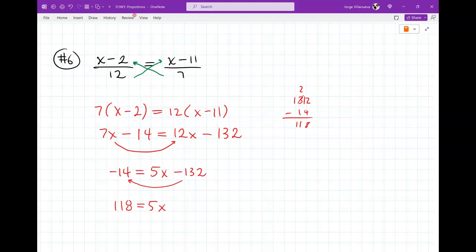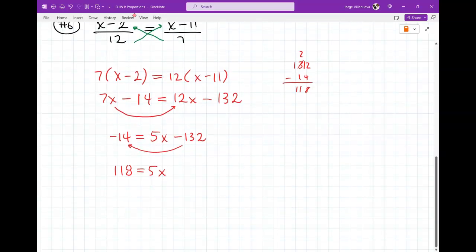equal to 5x. From there, just divide both sides by 5, and again, reduce it if you can, but if you can't, just leave it as a fraction. That's okay. So we'll divide both sides by 5, and I get 118 divided by 5 is equal to x.